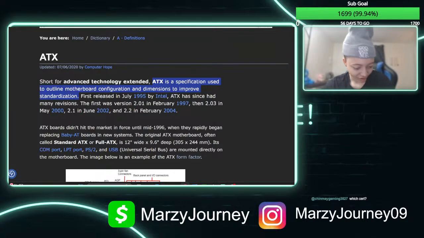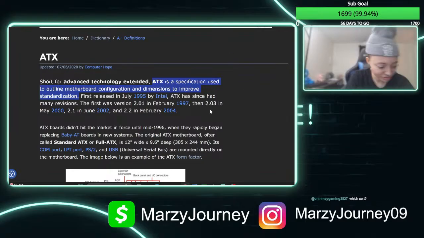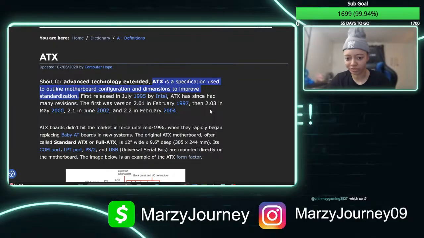You say which cert? Oh, did I put cert on the title? Oops. Did I put cert on the title? I probably screwed y'all. Oh no, I didn't put cert on the title. Oh, is it when I jumped screen?